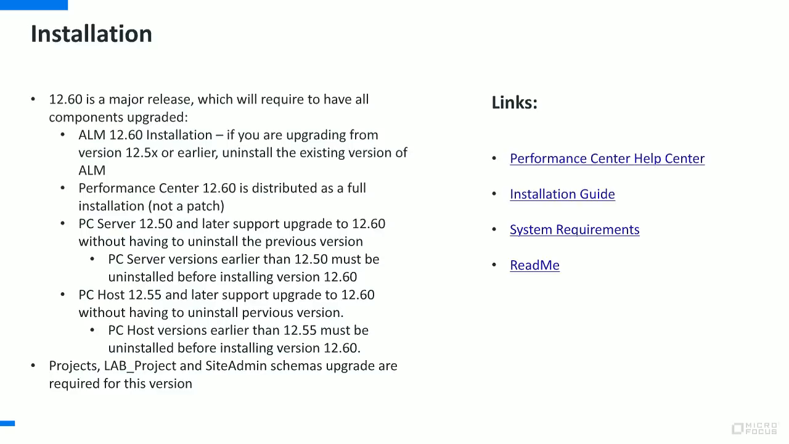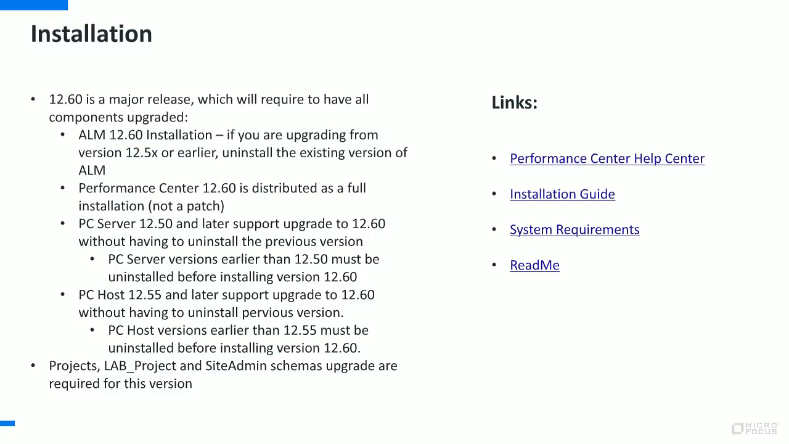When it comes to the Performance Center server, if you're running 12.50 or later, then you can upgrade to 12.60 without having to uninstall the previous version. But if you are running a PC server with version 12.50 or earlier, meaning maybe you're on 12.02 or 12.00, then you need to uninstall the PC server and then install 12.60.